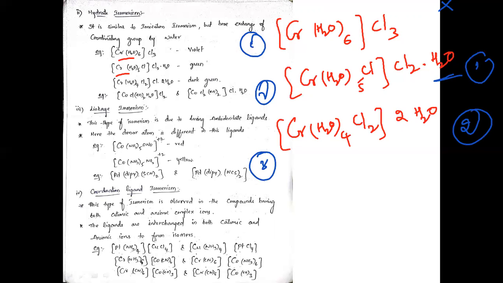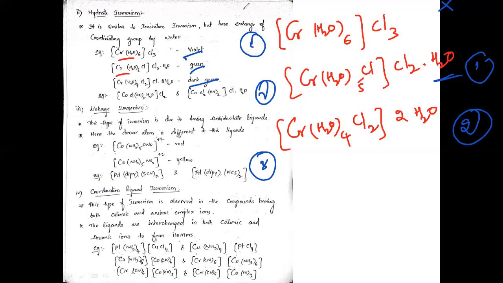So what is actually the property? You can easily understand the colors. The color of the first complex is violet, the second complex is green, and the third complex is dark green. You can take many such examples. They all have the same molecular formula, but there is a change in the physical property, which is due to the change in the hydrates.